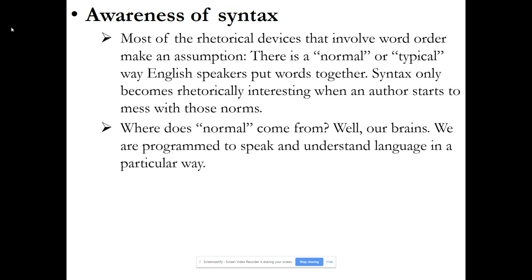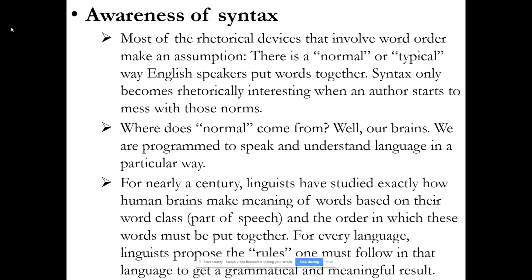Now, where does normal come from? Where does the language that we perceive as normal or typical come from? Well, there are grammarians who make those assertions, but linguists would argue that this normal comes from our brains. We as humans are programmed to learn a language, and we're programmed to learn language in a very particular way. And as part of that, we assign words into word classes.